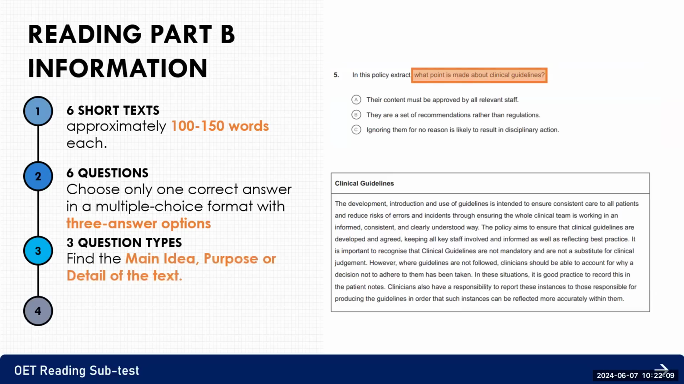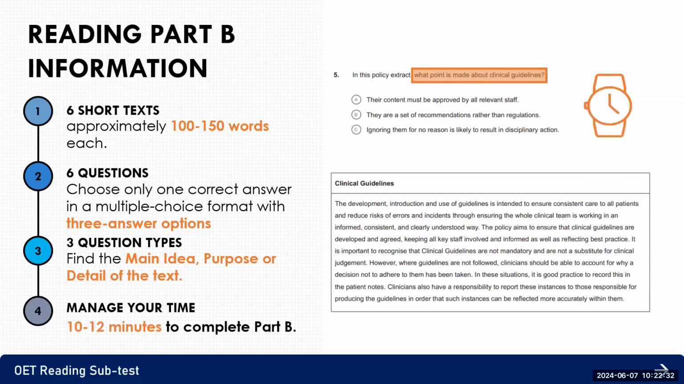Reading part B requires you to identify and understand the main point, purpose, or a particular detail of a short text. This will depend on the focus of each question, which you'll need to identify before reading the text. This means reading part B requires deeper reading and comprehension of the text to be able to select the correct answer. You get a total of 45 minutes to complete reading parts B and C.